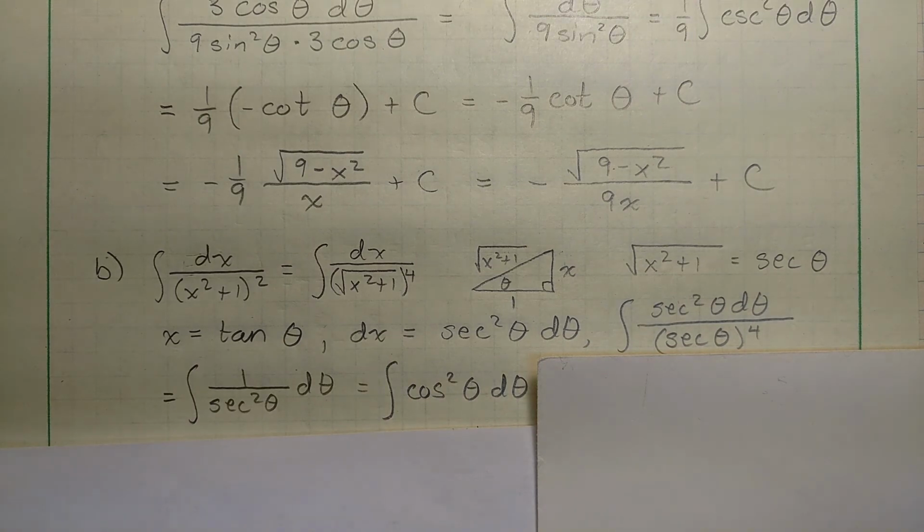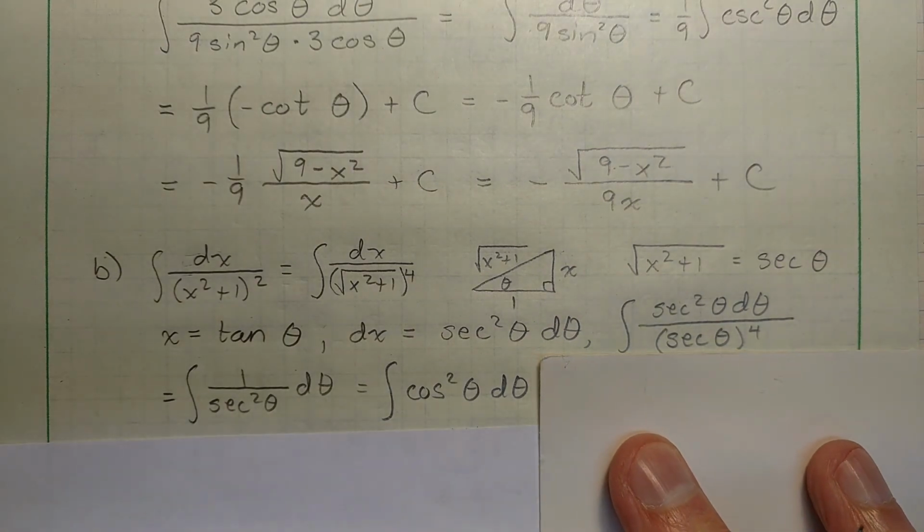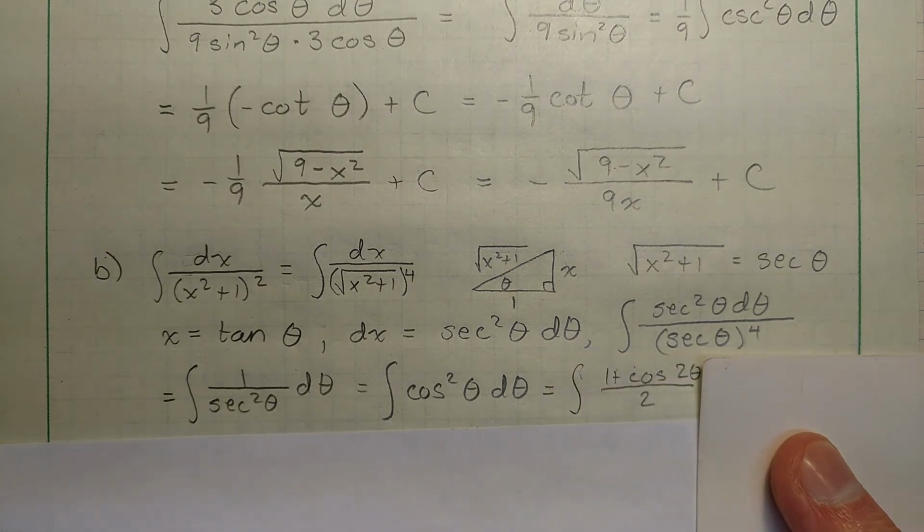Now it is possible that you have this one memorized. I don't. I need to use the power reducing identity, as you do too, unless you have it memorized. Most people don't memorize this one. So we have to reduce this power here. If you have a question about this, join me on Friday in Zoom and I can show you where this comes from. But the power reducing identity: cosine squared is 1 plus cosine of 2 theta all over 2.